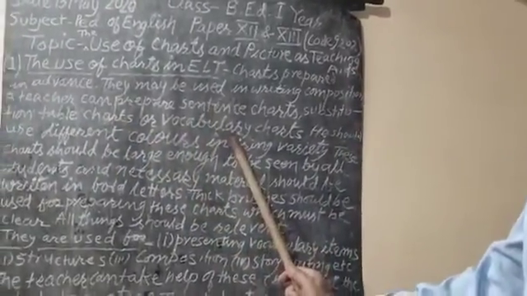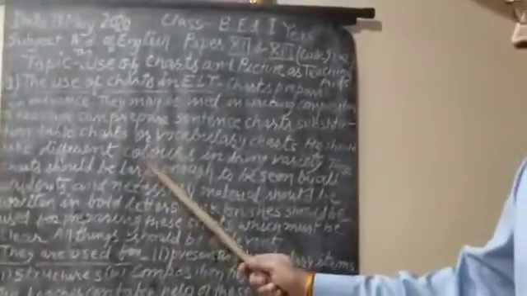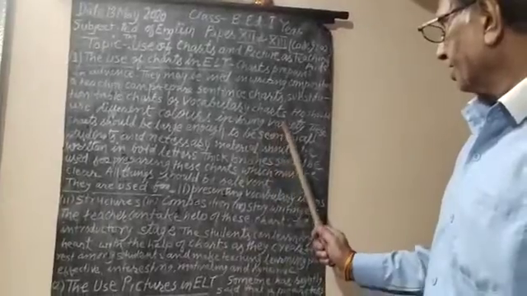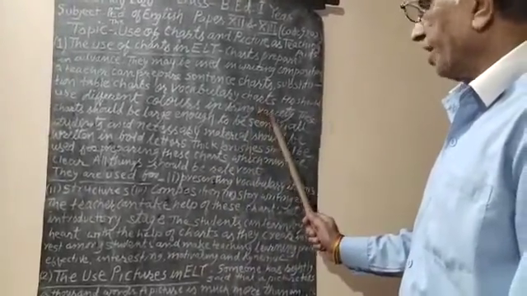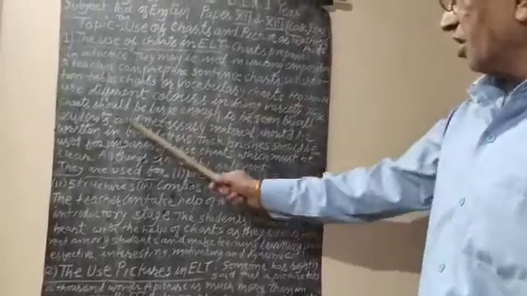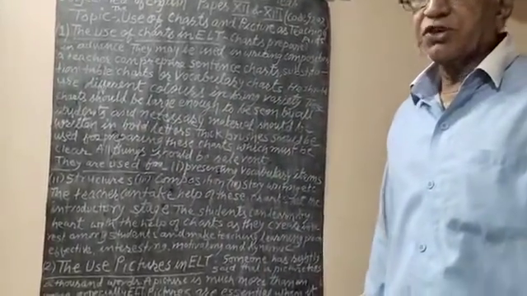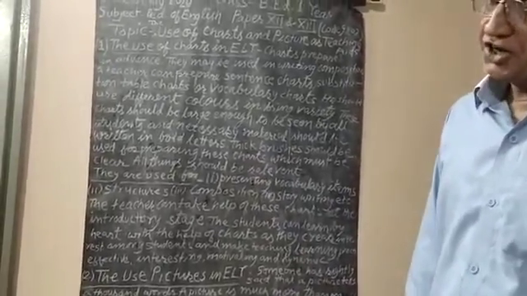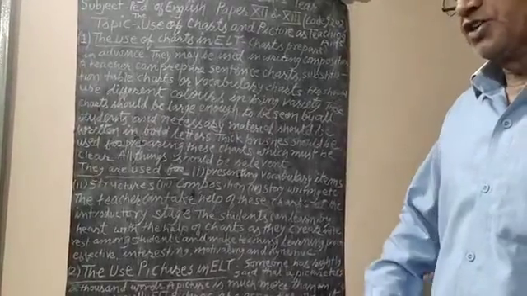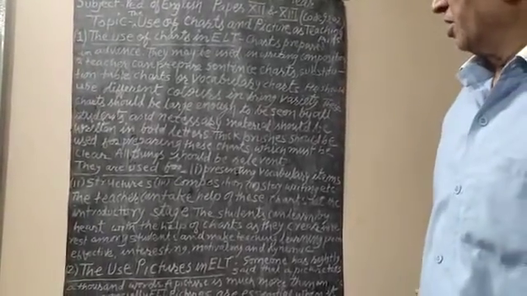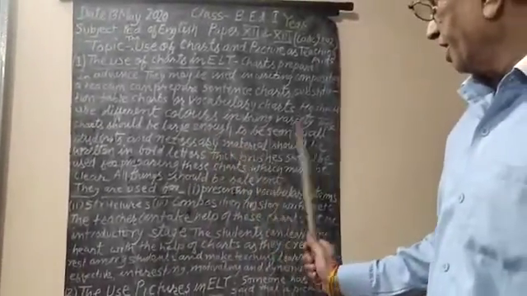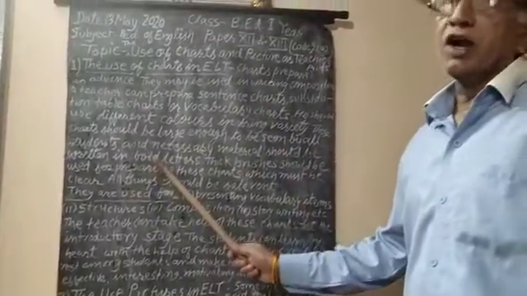He should use different colors in the charts to make them attractive, interesting, and motivating for the students, and to bring variety in the teaching. These charts should be large enough so that every student sitting in the class can see them clearly. So their size should be large enough to be seen by all students, and necessary material should be written in bold letters.